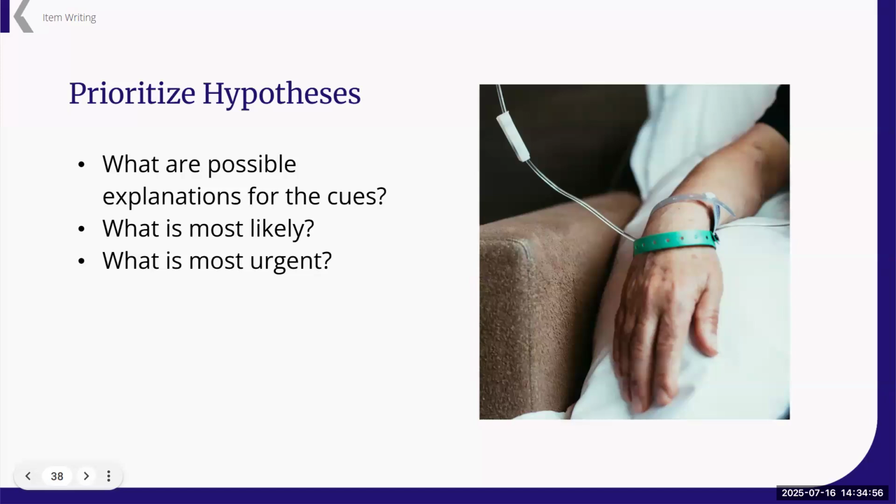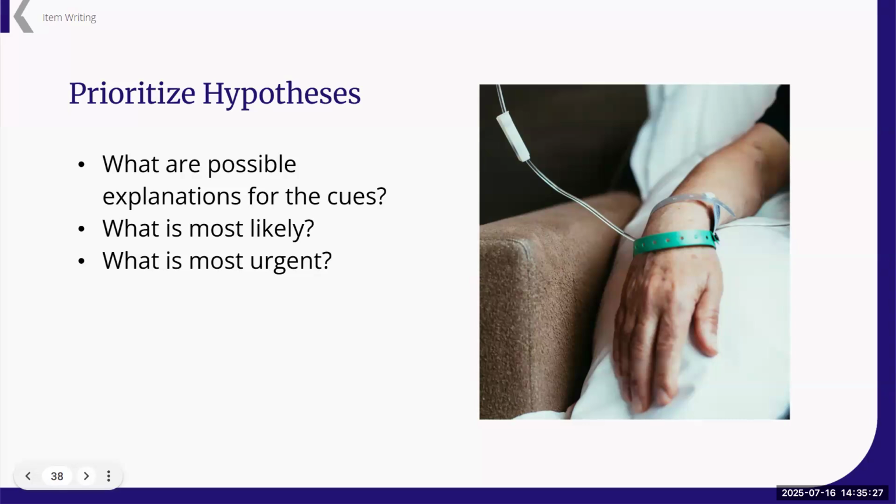Next, we move to prioritizing hypotheses. This is the step where the nurse begins to form possible explanations for what's going on and decide what needs the most immediate attention. Key questions here are, what are possible explanations for the cues? Based on the data we've reviewed, we've considered all the potential causes. For example, is the client's shortness of breath due to fluid overload, anxiety, or a pulmonary embolism?